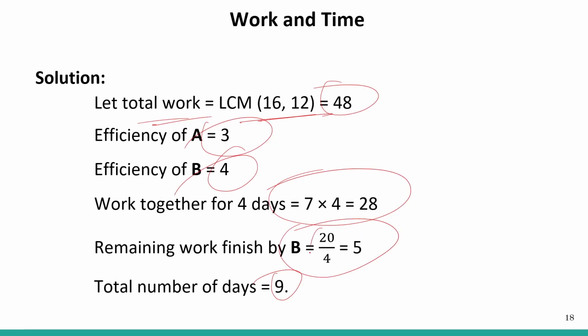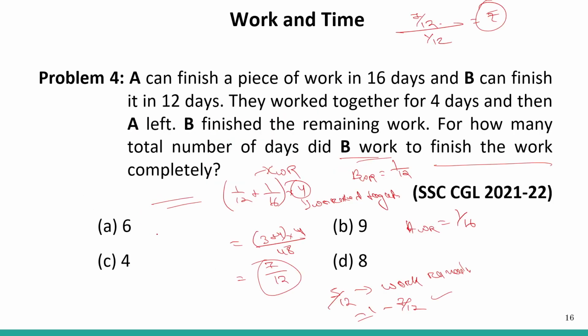So it will actually take 20 by 4 is equal to 5. Okay. So total number of days will be 9. Okay. I think there is a mistake here. I think this is not 9. This will be 7. Okay. And 7 will be the correct answer.